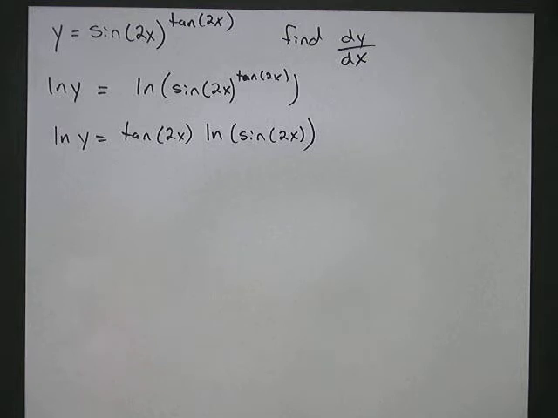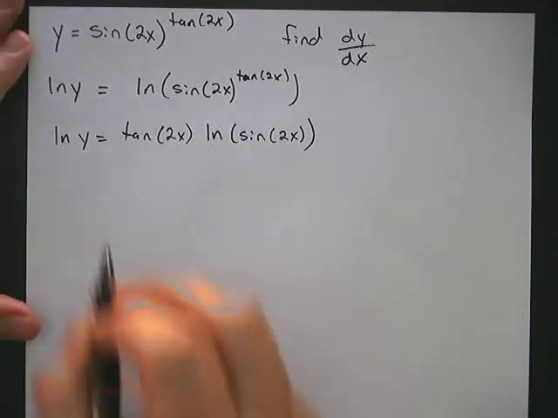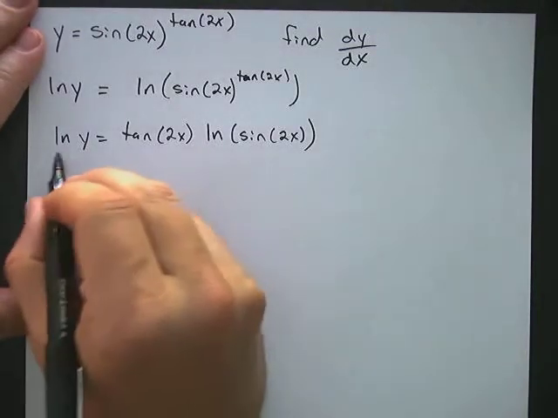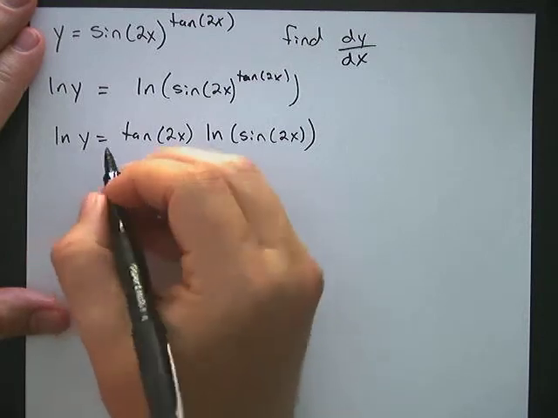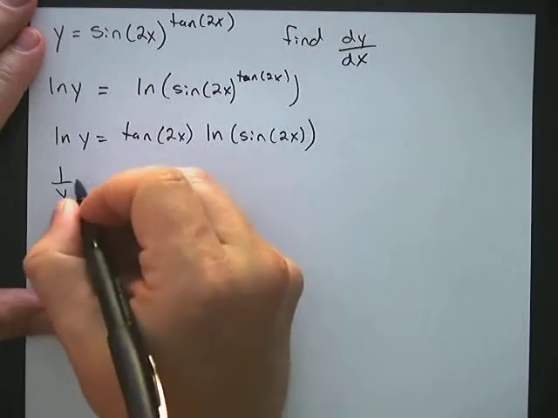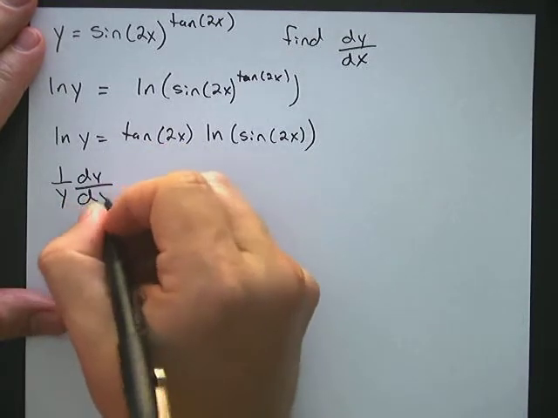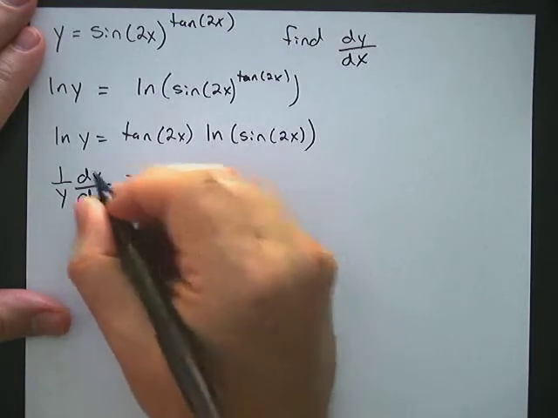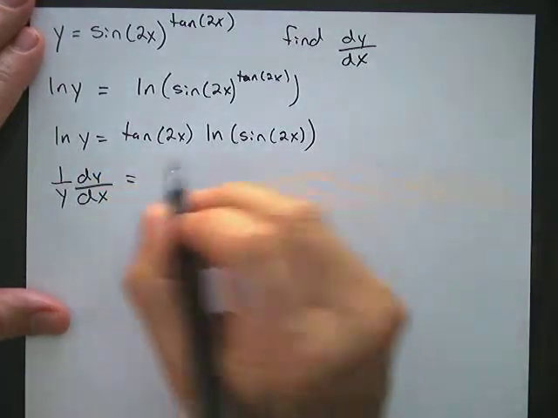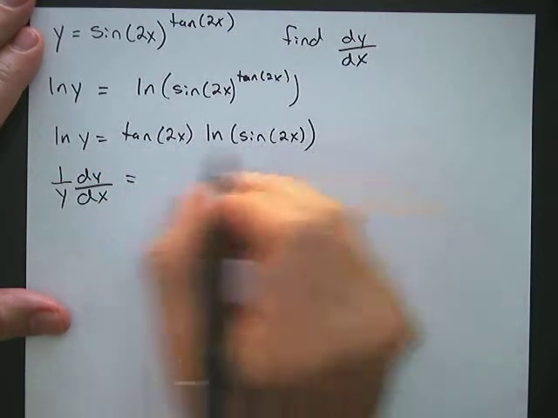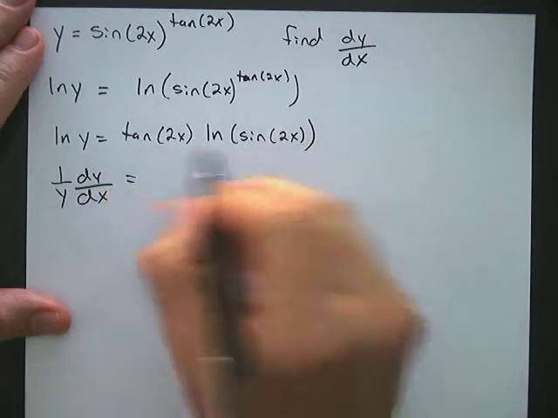Now that we have it this way, we're going to have to implicitly differentiate this, which means that the ln of y, it's not solved for y, it's solved for ln of y. So we need to take the derivative implicitly, which means the derivative of ln of y is 1 over y, but then we'll write a dy over dx there. We'll come back to that 1 over y in a minute, but let's go ahead and take the derivative of this using the product and some chain rule.